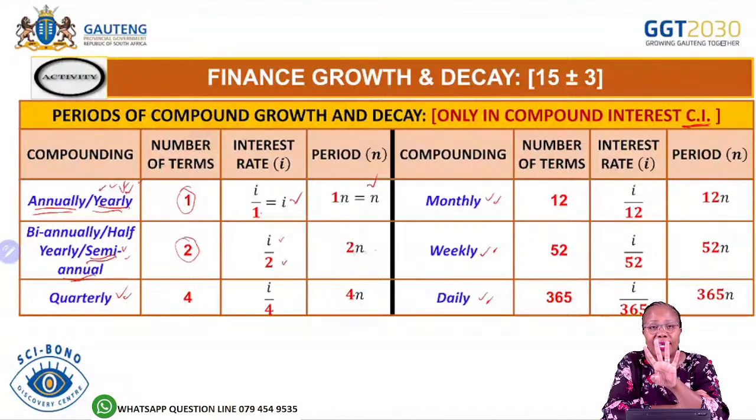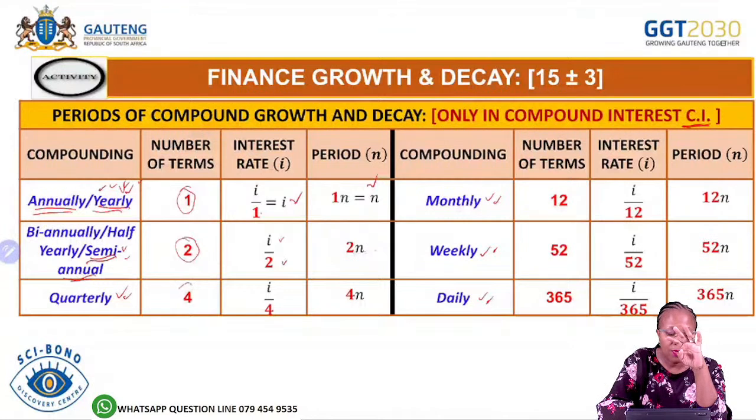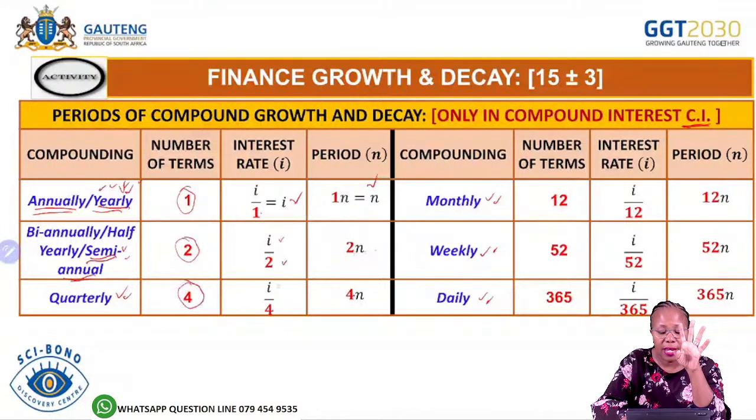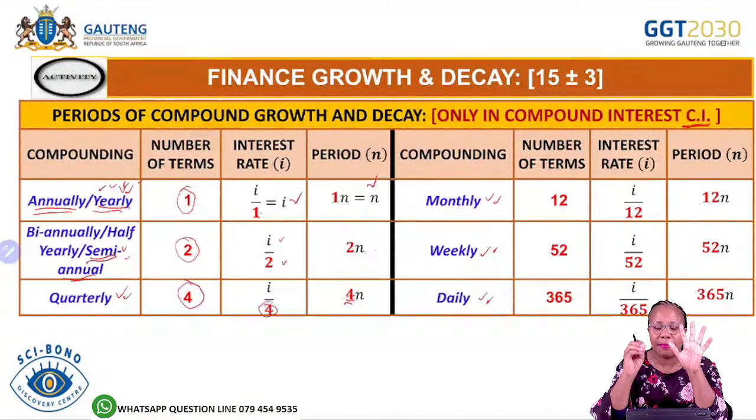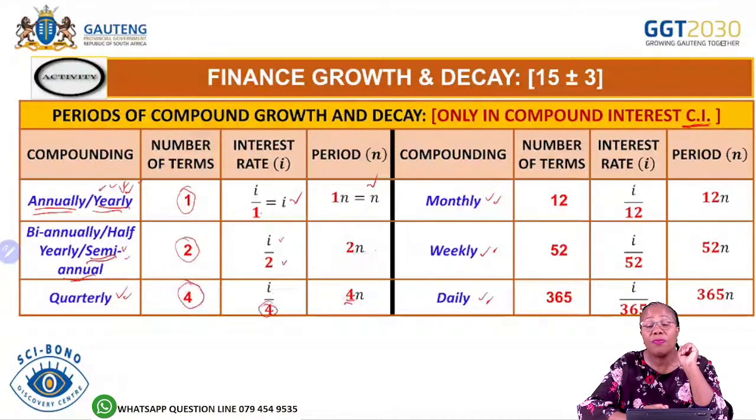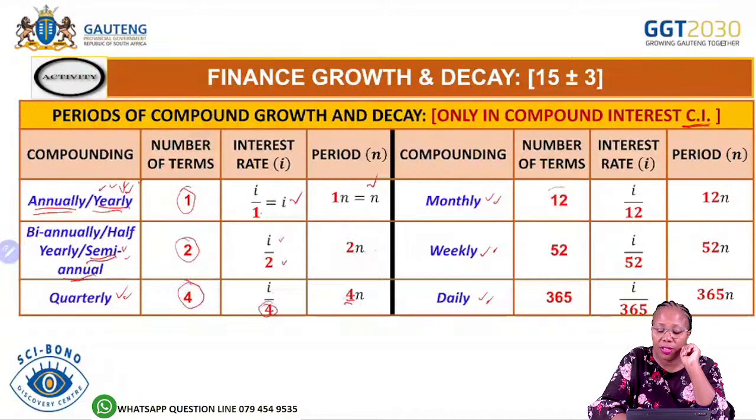Okay. And then quarterly, after each 3 months, that means it will be 3, 6, 9, 12. Since we have 12 months in a year, we always compare in terms of the year, grade 12. As you can see, it will be 4 times. Hence, we are saying 4 terms. Then I will be I over 4, and 4 multiplied by the number of periods. And then monthly, within a year we have 12 months. That means every month, January, they will add interest, February, March, up to December. So the interest will be added 12 times. So that means it's 12 terms. And then I will be I over 12, and N will be 12 times N.